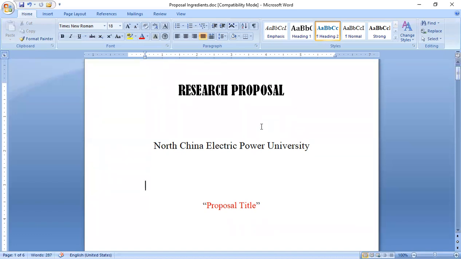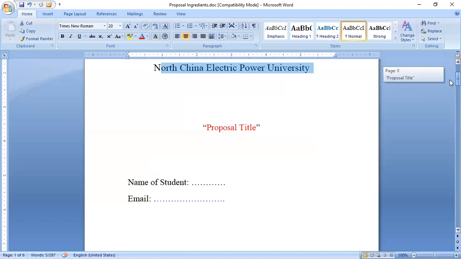Each title page of the research proposal must have some basic things, like the university name. If you are going to apply to only one university, you can write the name of the university over here. And you can skip it if you are going to apply to multiple universities. Then you can write the research proposal title over here, and that is the most important thing in writing a research proposal. It should not be more than 3 to 4 lines.